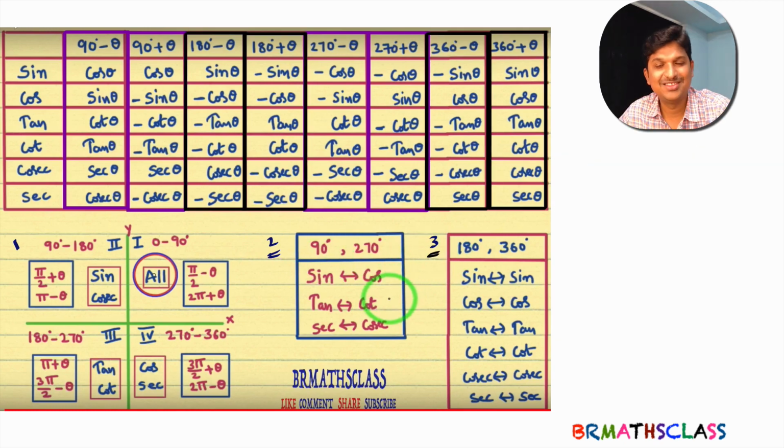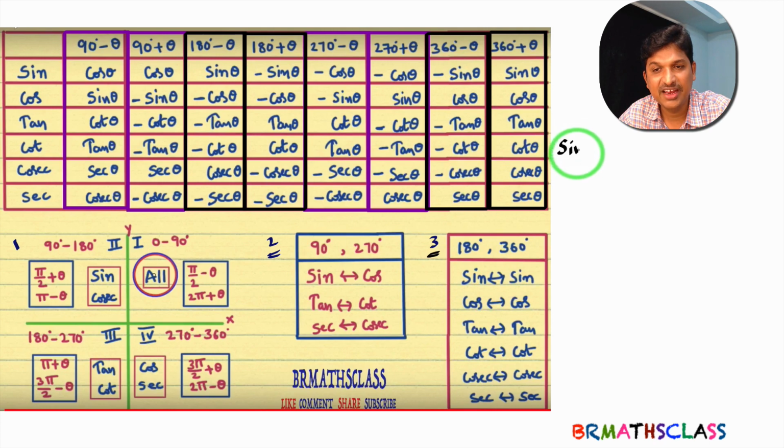Now you see this third one. Whenever you see 180 degrees, 360 degrees, then the function remains the same. Sine remains sine only. Cos, cos only. Tan, tan. Cot, cot. The function won't change. It remains the same. Now you observe there are 4 black color columns here. Now we will discuss these things.